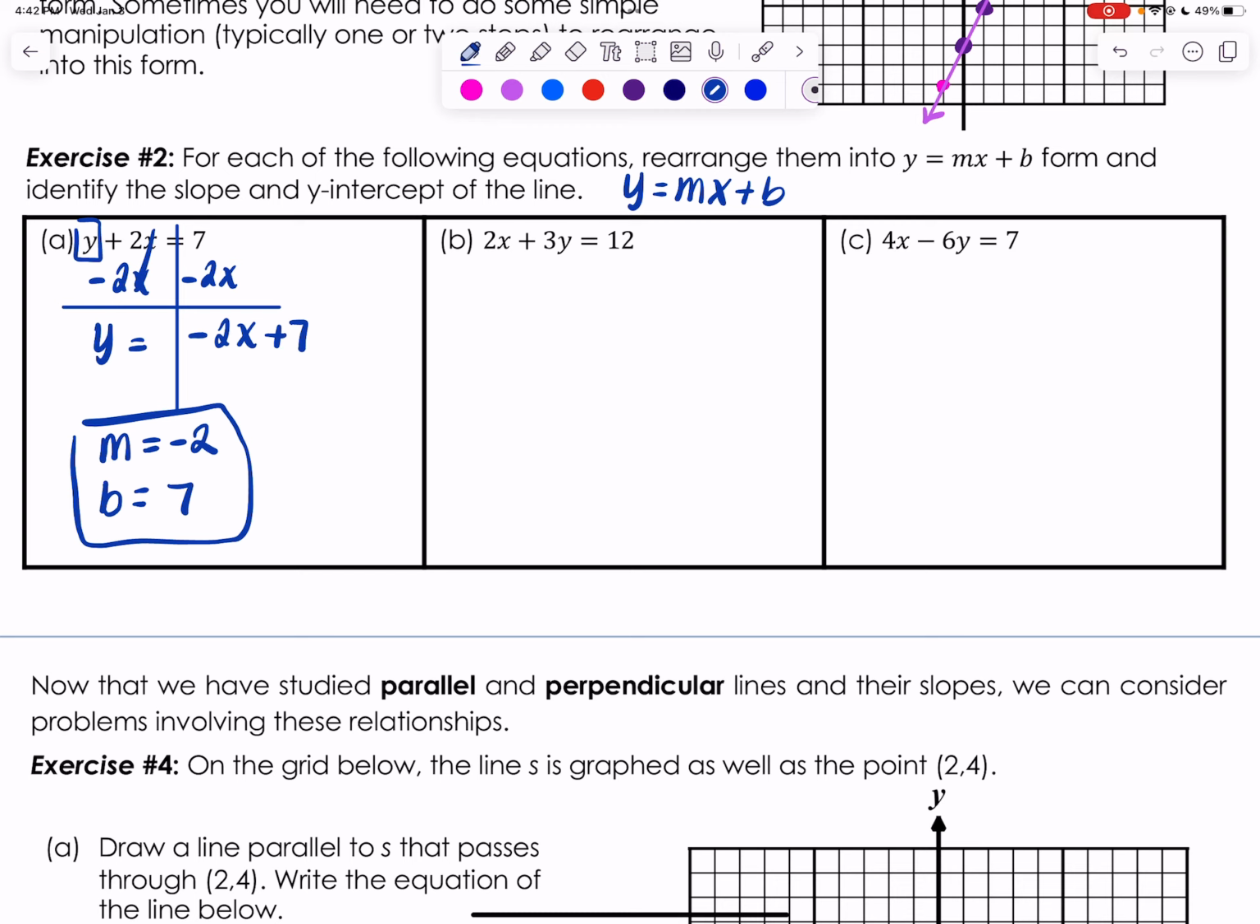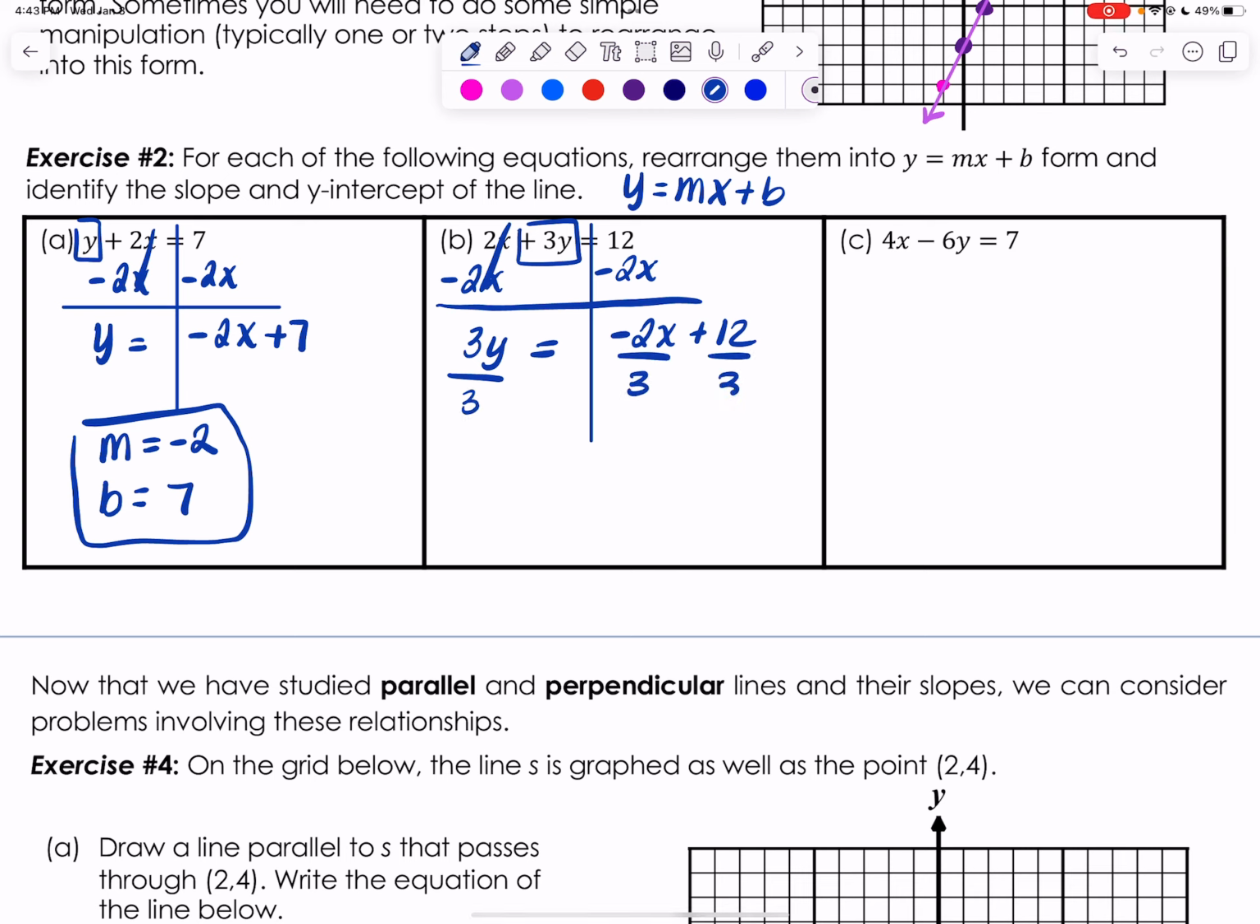Now, let's look at example B. We have 2x plus 3y equals 12. We do the exact same thing we did before. We box that 3y, and we ask ourselves, how do we bring 2x over? Well, we subtract 2x. So now I have 3y equals negative 2x plus 12. Now, we have to ask ourselves, how do I get rid of the 3 attached to my y? Well, I divide because it's being multiplied, so I divide it to every single term.